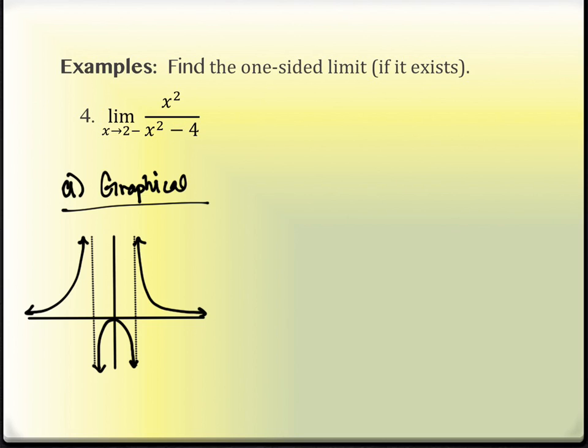Is that what your calculator shows? Approximately? Good. So there's definitely some asymptotes here. I could label my values. I could probably do that here real quick. This is 2, and this is at negative 2. Those are the vertical asymptotes there.